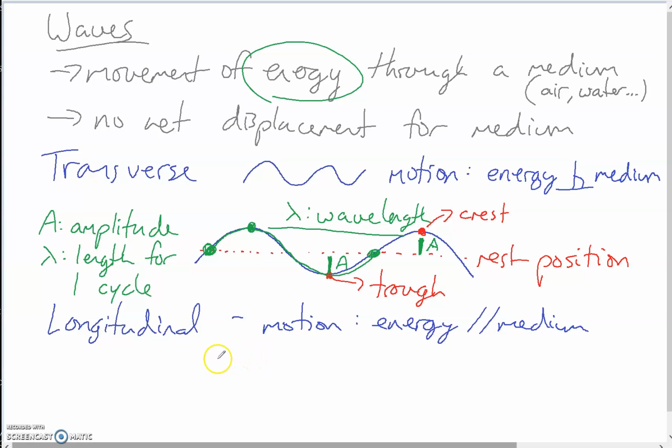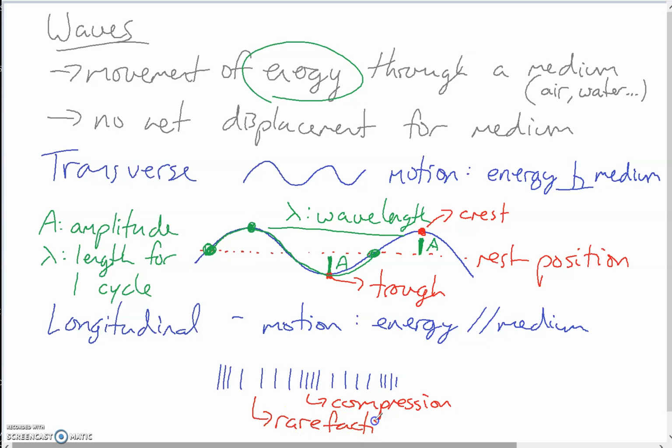Now, it's a little bit different to draw, but we can sketch it out. There are certain areas where stuff is squished together, and then it spreads out, and then it squishes together, and then it spreads out again, and keeps on going. Now, we don't have crests and troughs for these types of waves. In the areas where it is squished together, like this, that is what's called a compression. And the parts where it's spread out, that is called a rarefaction.